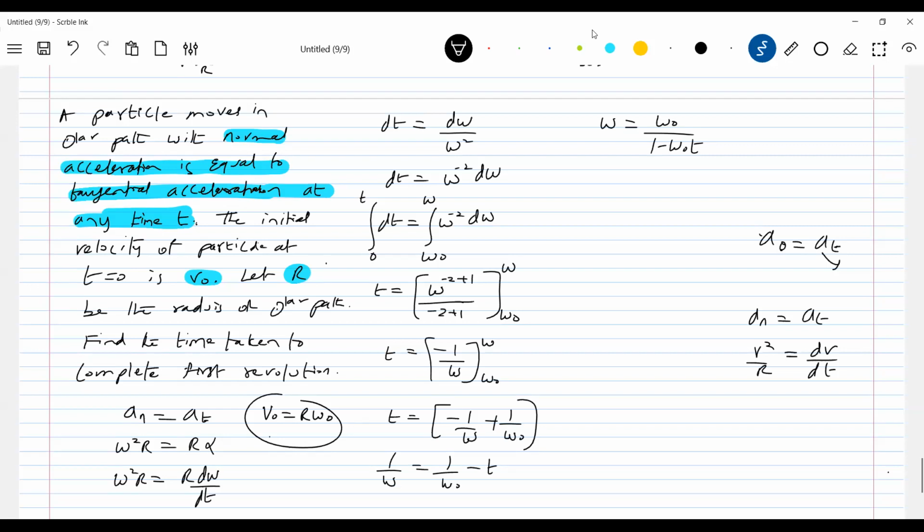But what was the thing? It is asking the time taken to complete the first revolution. What do you mean by one revolution, the first revolution? How much angular displacement will it have? 2 pi radian. So theta should be brought in. We have omega. So omega, what can I write it as? d theta by dt.